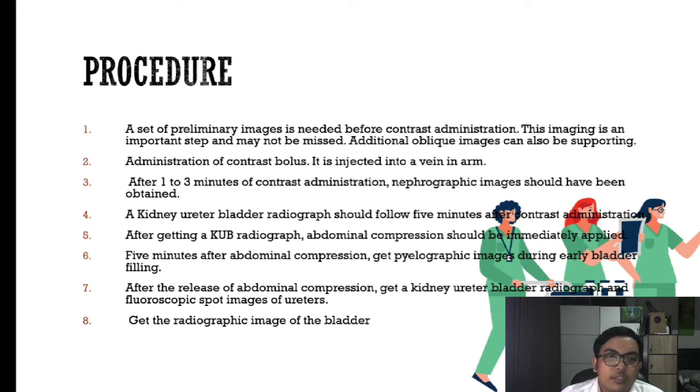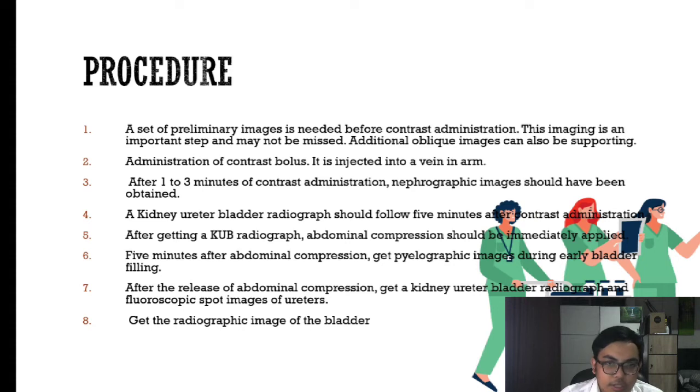My name is Gidebrandu Gradena with student number 193. Procedure. A set of preliminary images is needed before contrast administration. This imaging is an important step and may not be missed. Additional oblique images can also be supporting. First is administration of contrast bolus. It is injected into a vein in the arm.